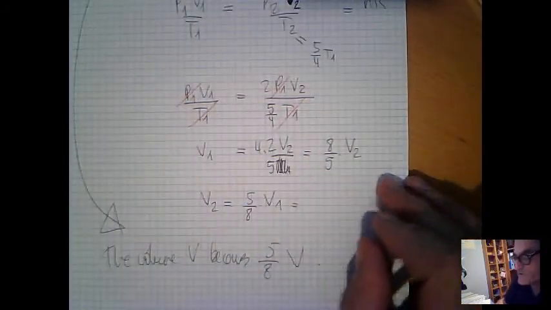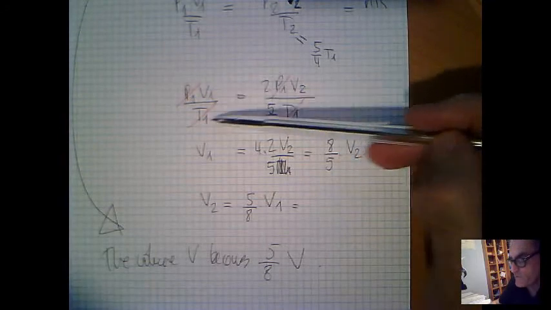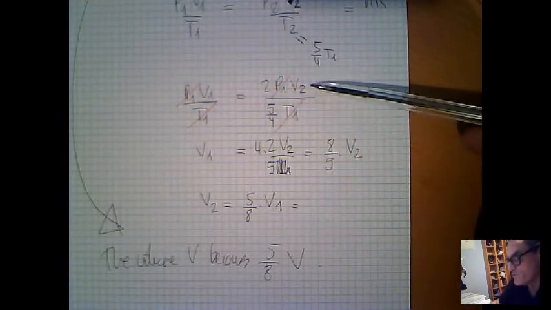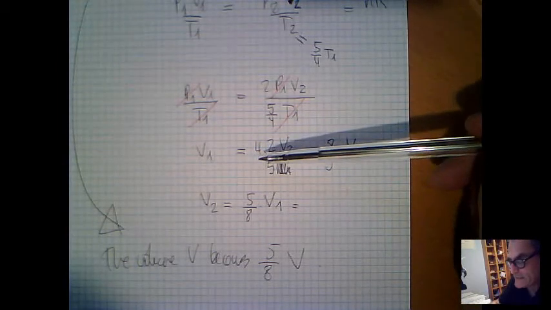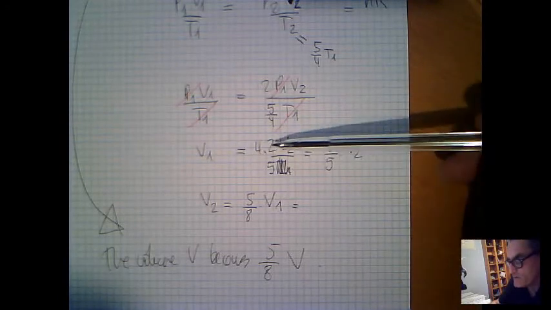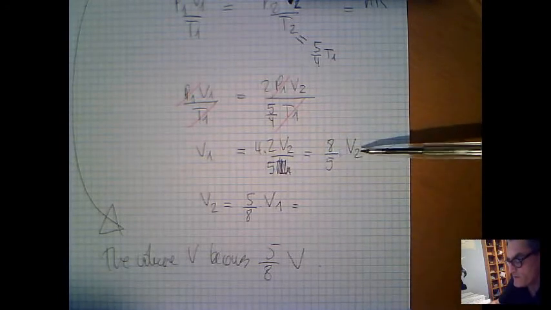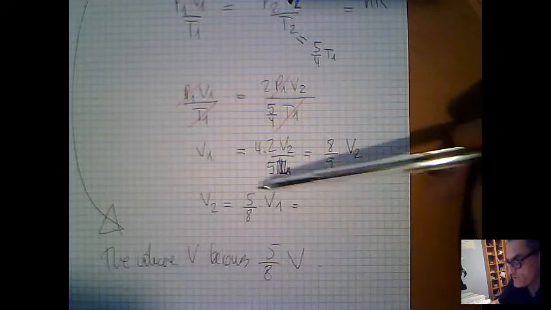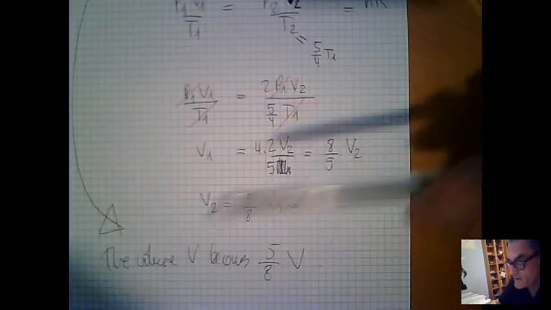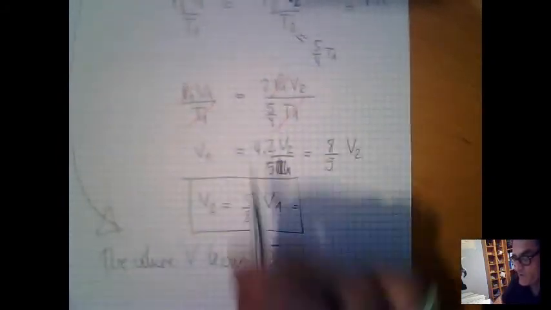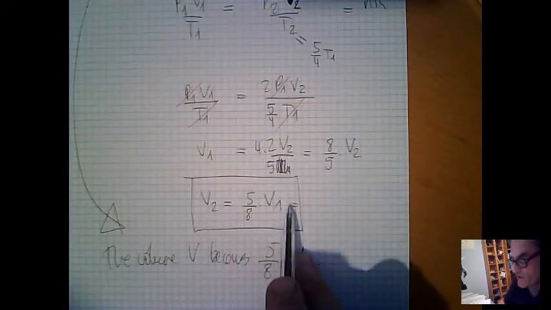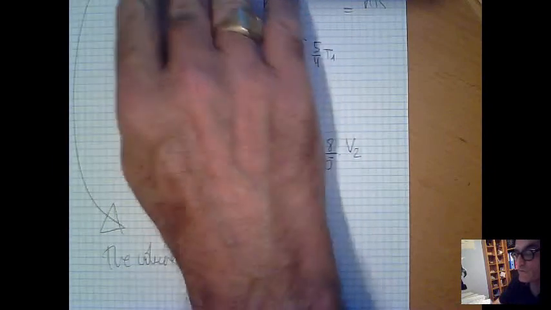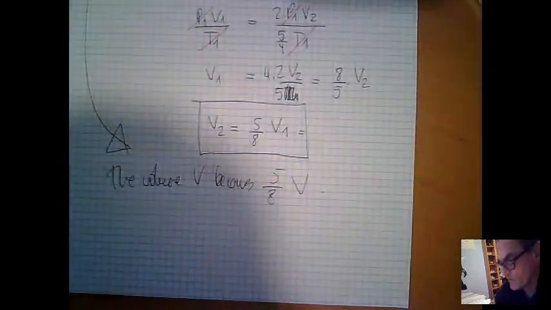I'm sorry, you didn't see the page for some time. You see, you have P1 V1 over T1 is equal to whatever you replaced with. Then P1 cancels, T1 cancels, and you are left with V1 is equal to 4 times 2 V2 over 5. So V2 is 5/8 of V1, and that's it. This tells you that the volume is becoming 5/8 of the initial volume. Since the initial volume was called V in the exercise, the final volume is 5/8 V.